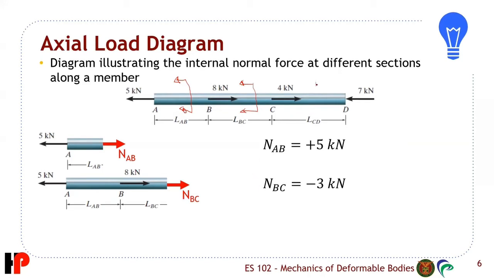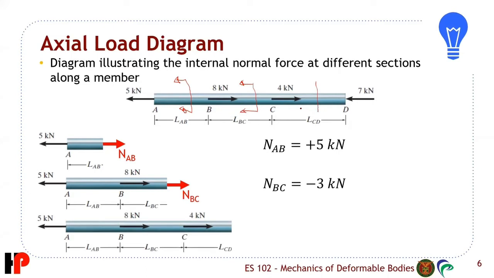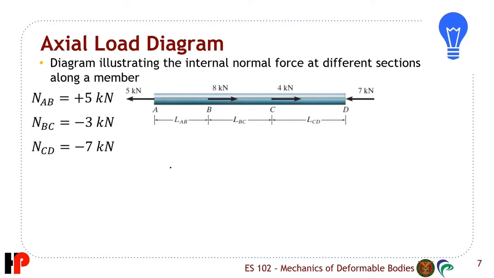Now, if we cut CD, so ganito na yung itsura niya. So si NCD would be this one. So again, apply equilibrium, you get negative 7 kilonewtons. Now, para saan yan? You can now form the axial load diagram for this section.